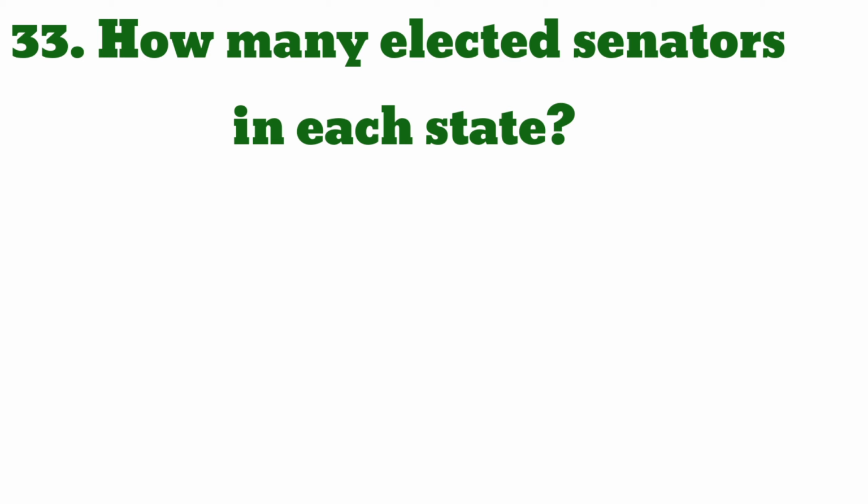Number 33. How many elected senators in each state? Letter A, 2. Letter B, 12. Letter C, 6. The answer is letter B, 12.